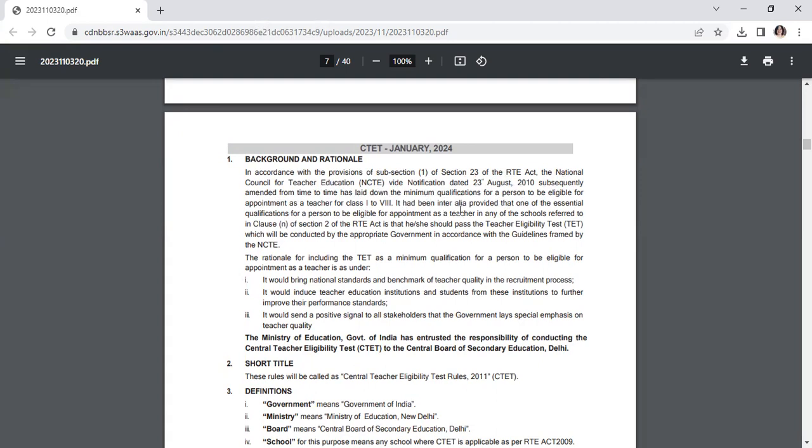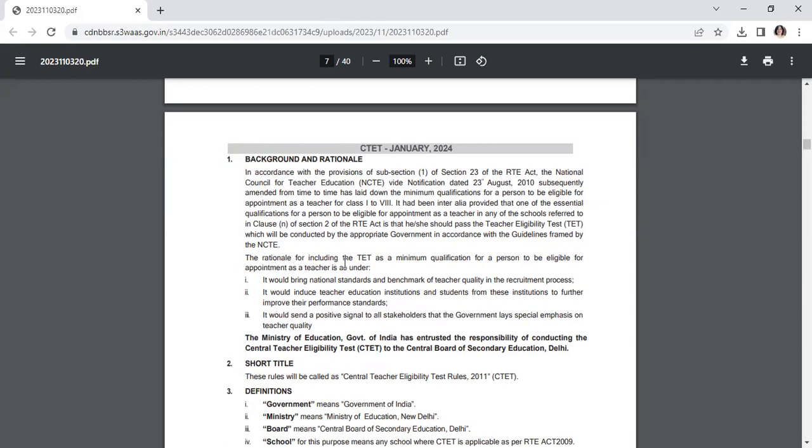It had, inter alia, provided that one of the essential qualifications for a person to be eligible for appointment as a teacher in any school referred to in clause (n) of Section 2 of the RTE Act is that she should pass the Teacher Eligibility Test, that is TET, which will be conducted by the appropriate government in accordance with the guidelines framed by the NCTE.